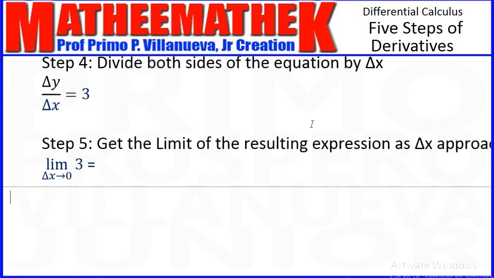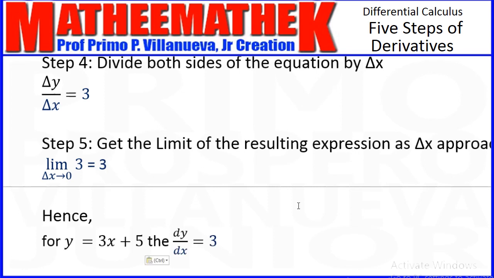Step 5. Get the limit of the resulting expression as delta x approaches 0. So our resulting expression is 3, so the limit of 3 as delta x approaches 0 is equal to 3, since there are no delta x's that exist in the resulting function or expression. Hence, for y is equal to 3x plus 5, the derivative of y with respect to x is equal to 3.